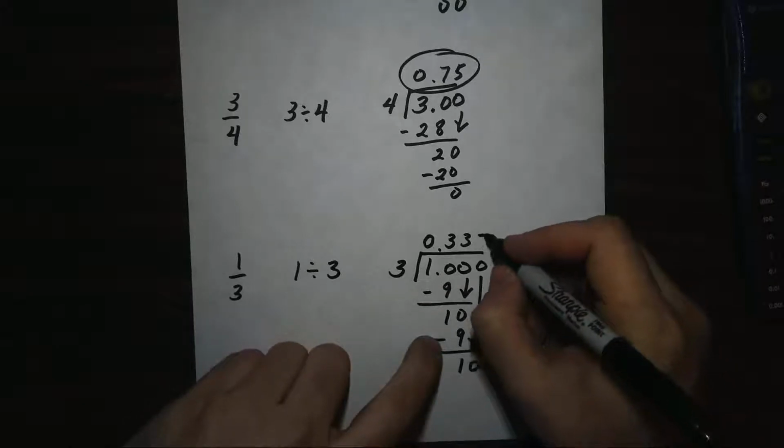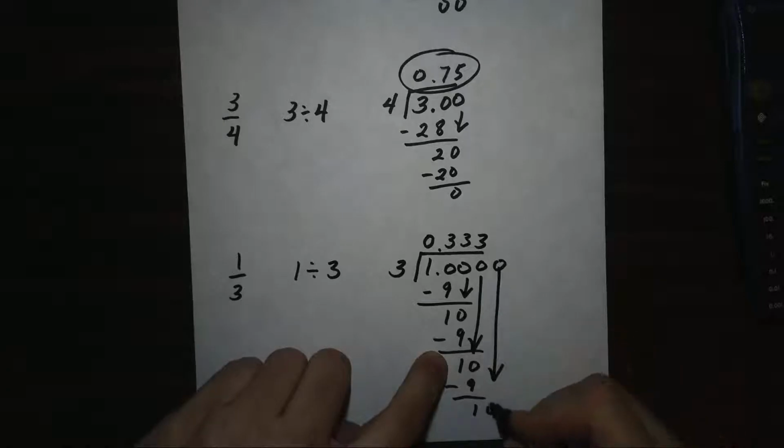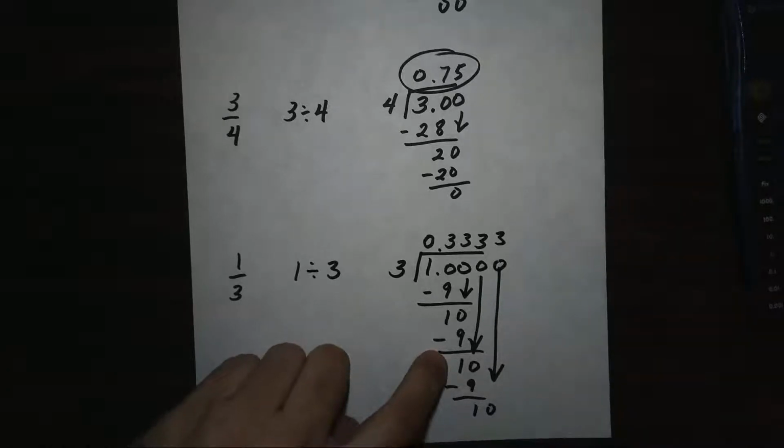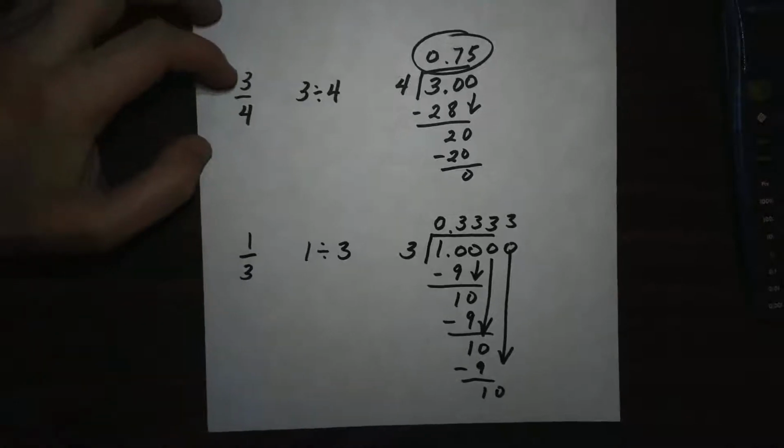3 goes into 10 3 times. Add another 0. 3 goes into 10 3 times. And I could just keep on going and going and going. This is called a repeating decimal.